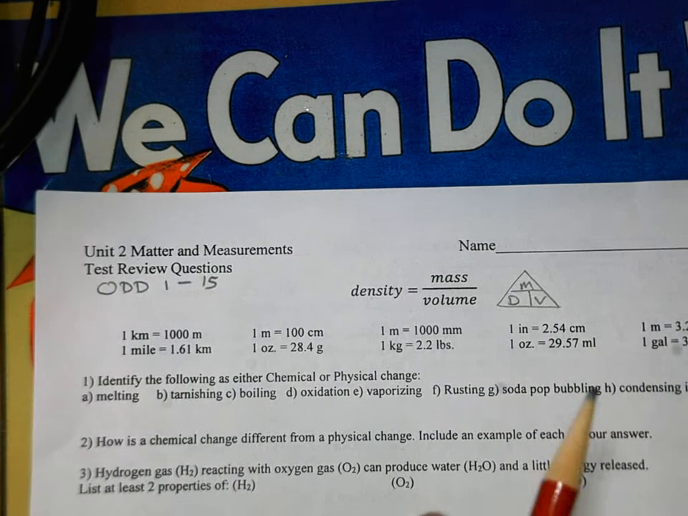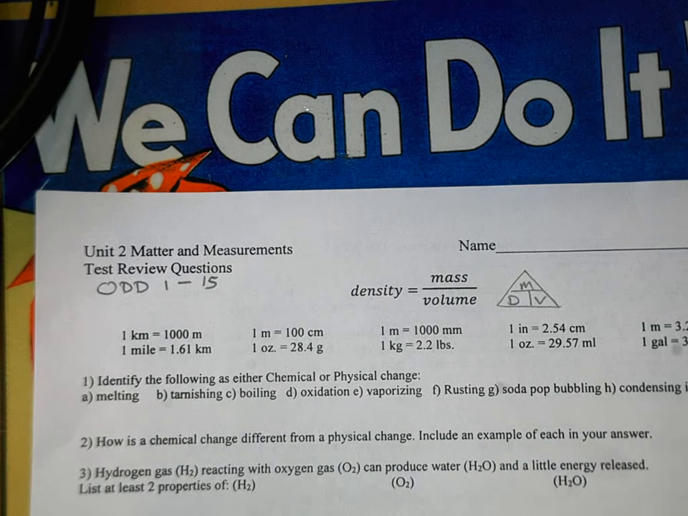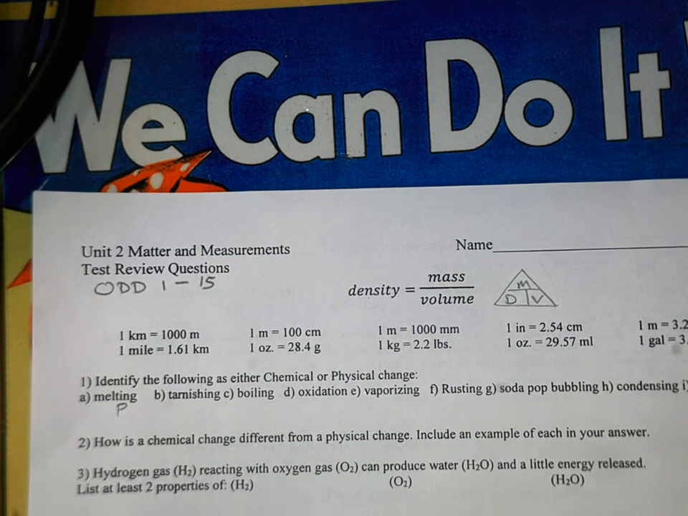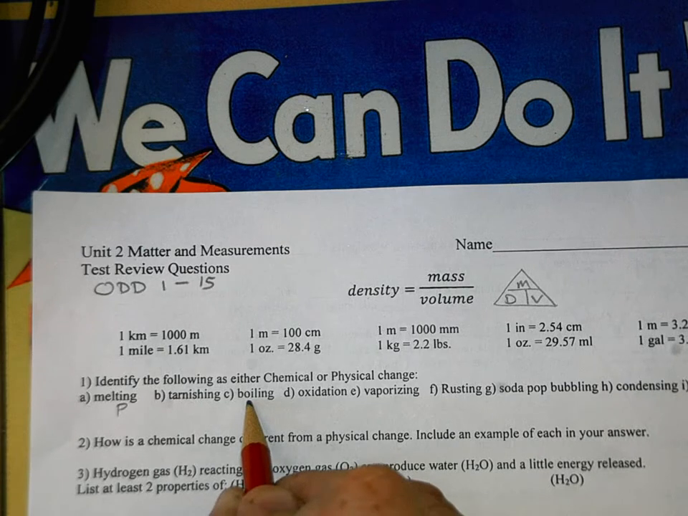So, question number 1 asks you to identify the following as either chemical or physical. Anything that's melting, boiling, freezing, condensing, stuff where you end up with the same chemical is going to be physical change. I'm going to do those first. Melting is physical. You end up with water. Boiling is water changing to a vapor if we're using water. That's physical.